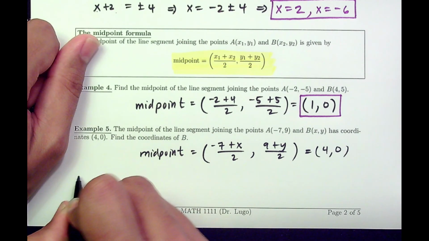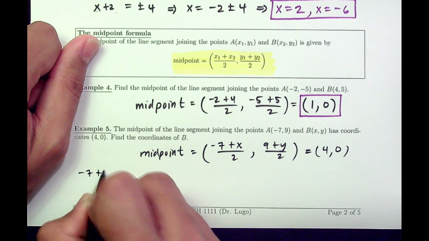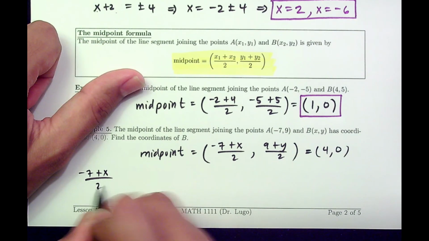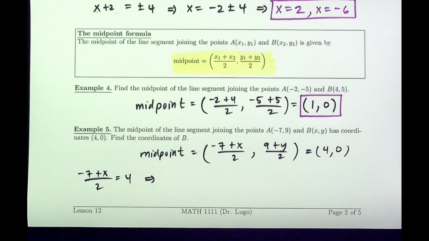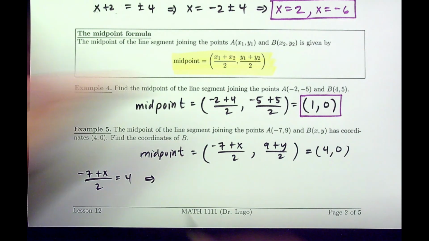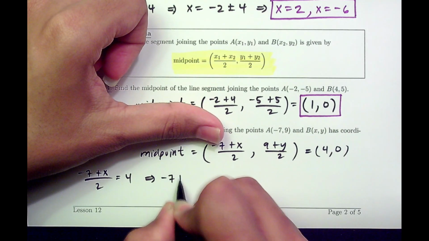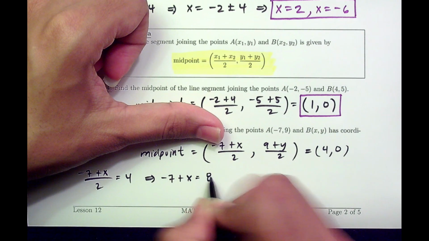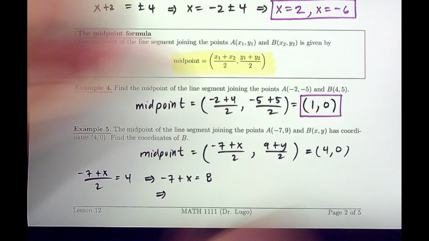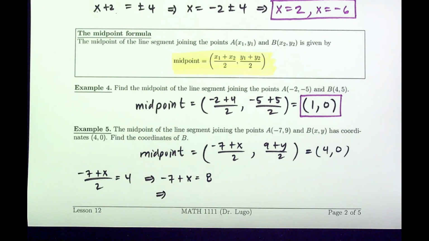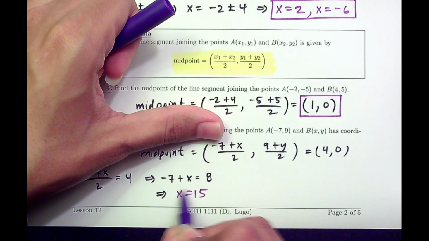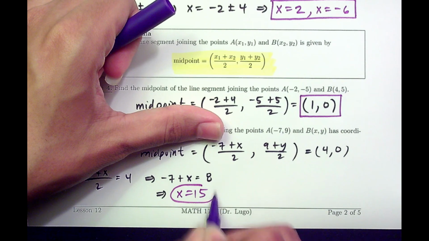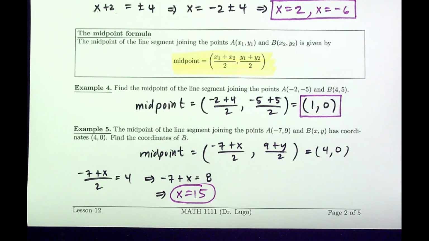So (-7 + x) divided by 2 equals 4. Well, multiply by 2 on both sides, you're going to get -7 + x = 8. And moving the 7, you get that x = 15. Okay, so that gives us x.